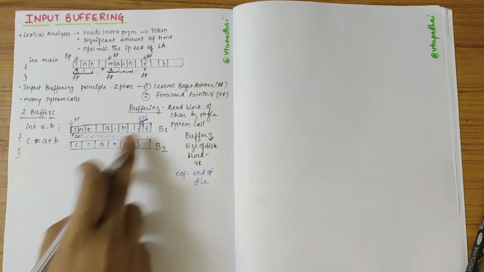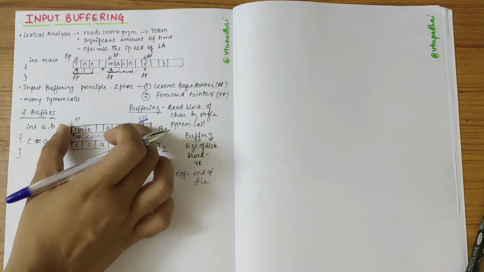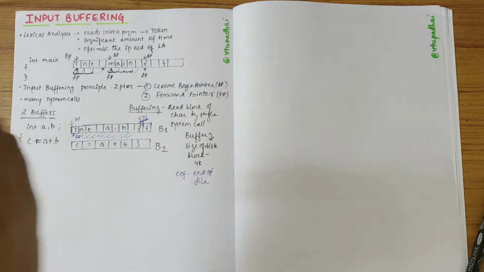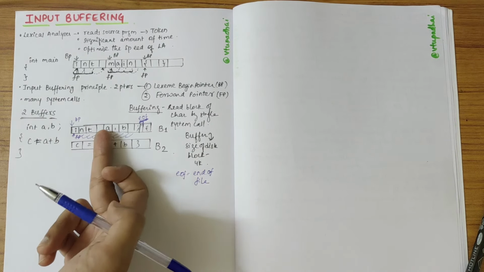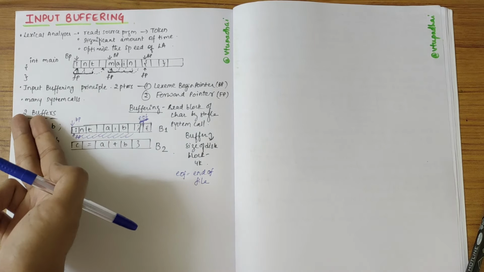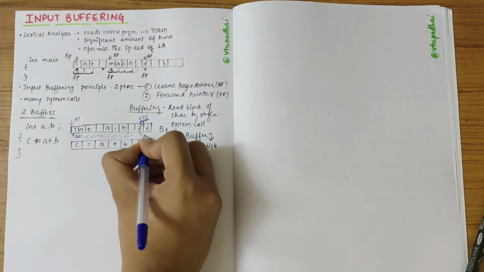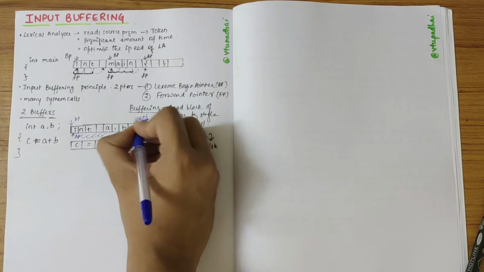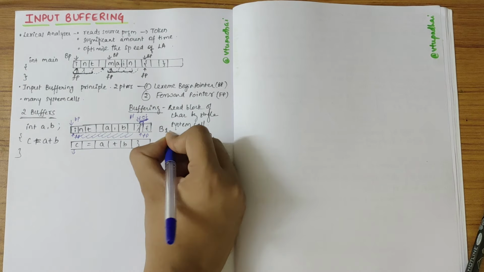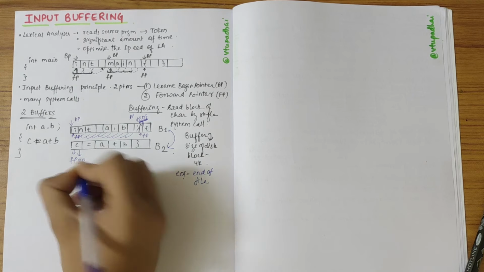So we make use of end of file to show that this particular block has ended here. It keeps on reading in one system call, int a comma b semicolon is read. So that's how the first buffer would work. After that, once it encounters EOF here, FP and BP would shift to the next buffer. From B1 it would shift to B2, here FP and here BP.